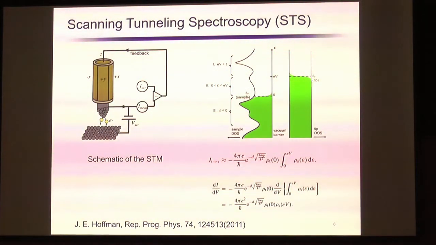Another very important technique is scanning tunneling spectroscopy. Actually, it can measure the density of states around the Fermi level. This is very important information for a lot of materials. Using the lock-in technique, we can measure dI/dV, the differential conductance. This is directly related to the density of states of your sample, if you assume that your tip density of states is featureless.